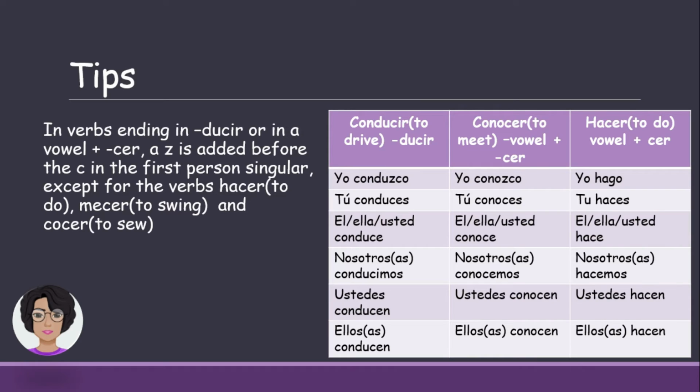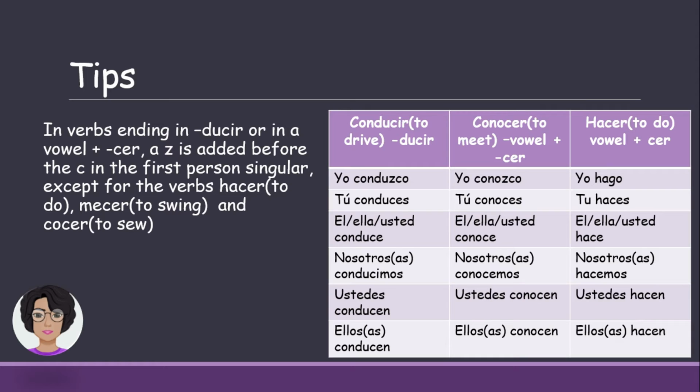If you notice, this verb ends in -ducir, as the rule explained, and you have to add the letter z before the c for the first person singular. And then we have conocer, to meet. On this one, we have a vowel plus -cer at the end, so you have to do the same. Yo conozco, tú conoces, él, ella, usted conoce, nosotros conocemos, ustedes conocen, ellos conocen.